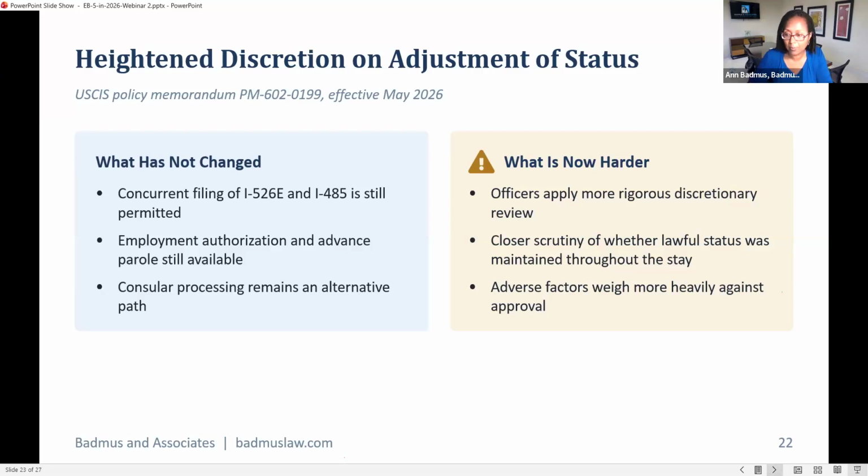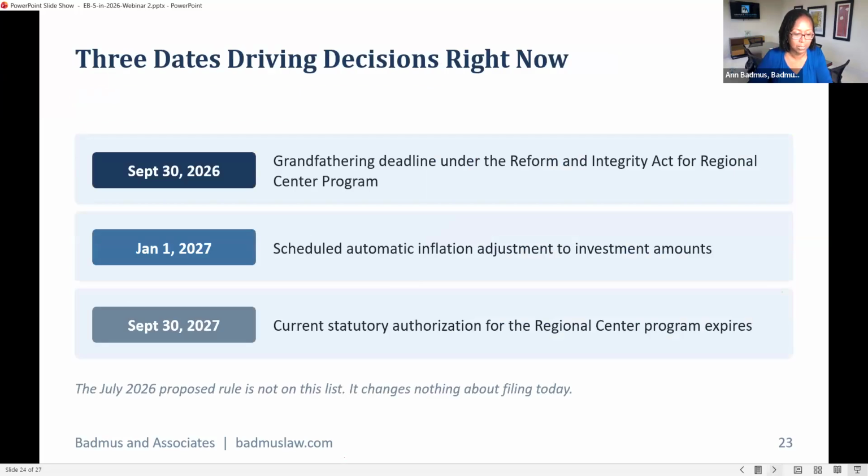So lastly, before we open for questions, I wanted to talk about the deadlines. Many of you probably heard about the grandfathering deadline of September 30th, 2026. And I want to clarify what that is.